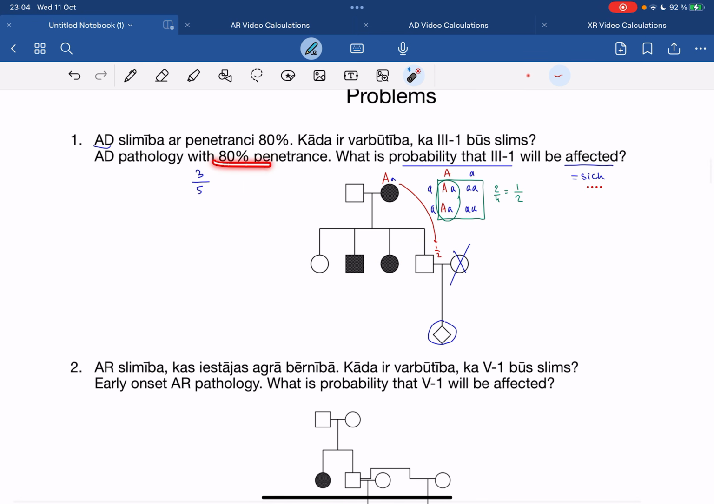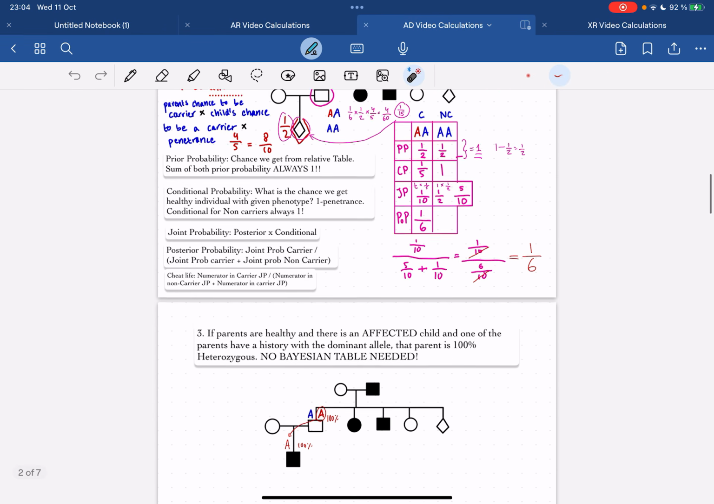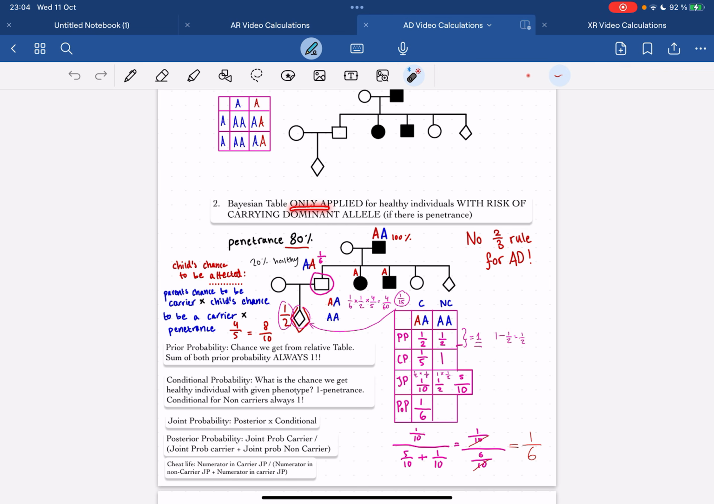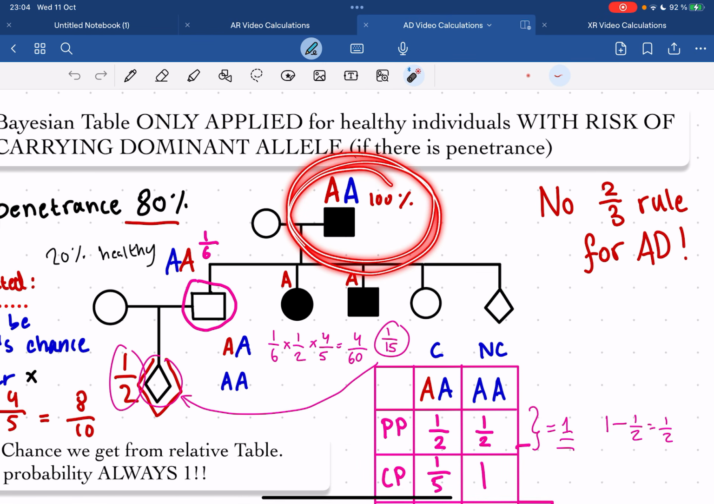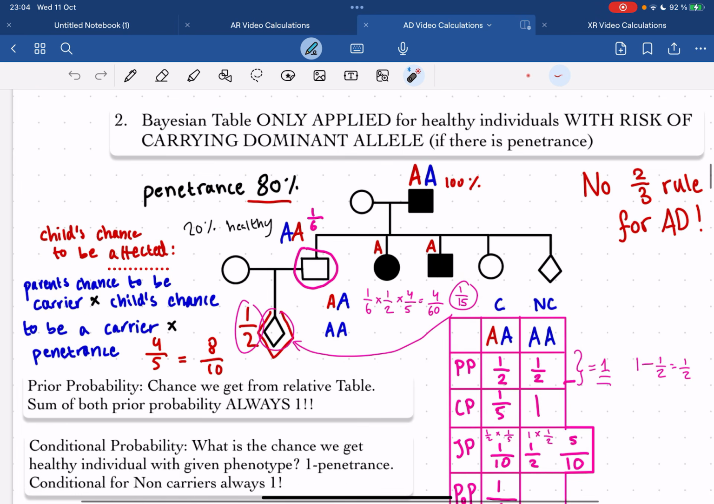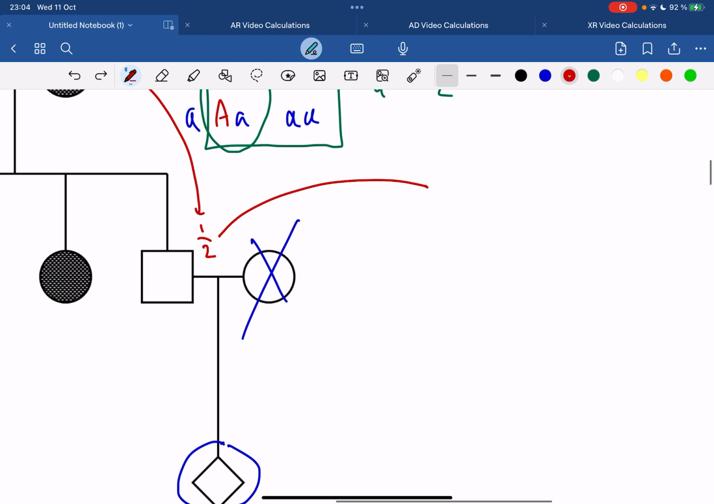We have to take into account the penetrance, and therefore, if we look into our rule book again, let's see here: Bayesian table only applied for healthy individuals with a risk of carrying dominant allele. So what does a risk of carrying dominant allele mean? It means that you're not 100% sure they are actually carrying. So it's either 1/6, 1/2, whatever it is. As long as it's under 100%, then you have to do a Bayesian table. So let's do a Bayesian table for this guy, carrier, non-carrier.